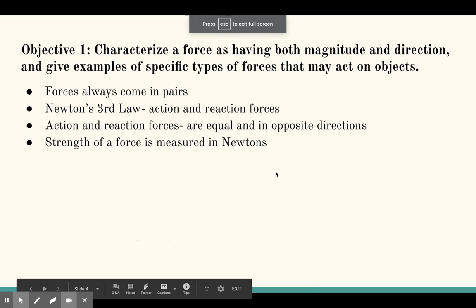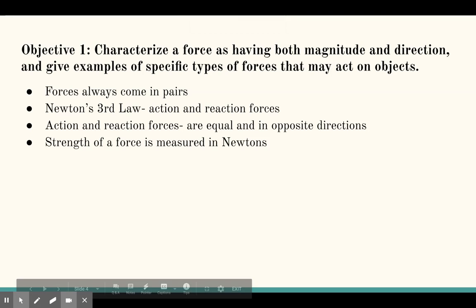Objective 1 in our power focus area says to characterize a force as having both magnitude and direction and give examples of specific types of forces that may act on objects. So we've talked about different types of forces. We've talked about friction. We've talked about gravity. We've talked about what a force is, but some things that you need to know is that forces always come in pairs. And Newton's third law talks about the action and reaction forces. And action and reaction forces are equal and in opposite directions.